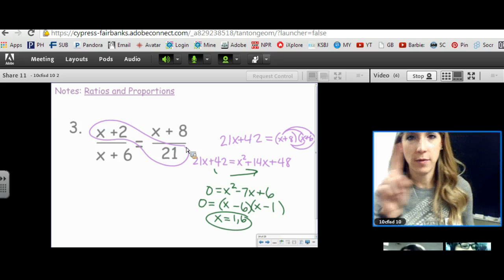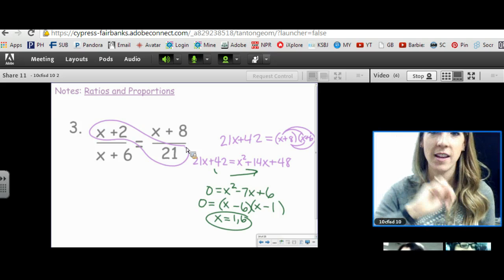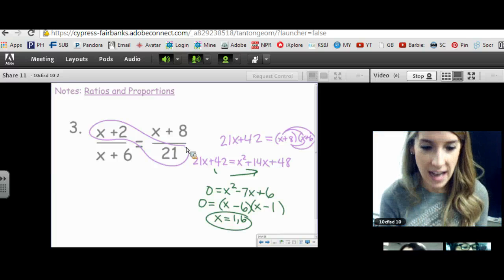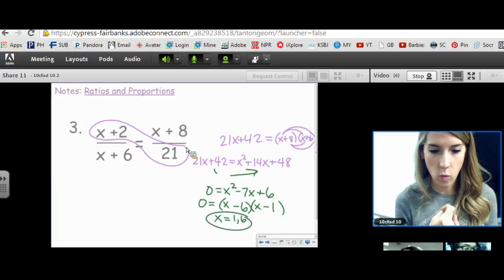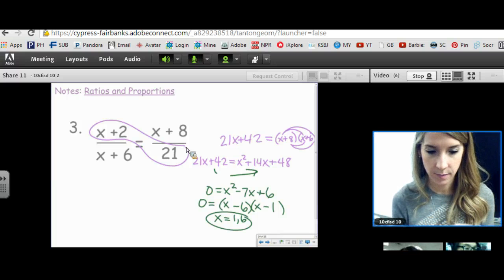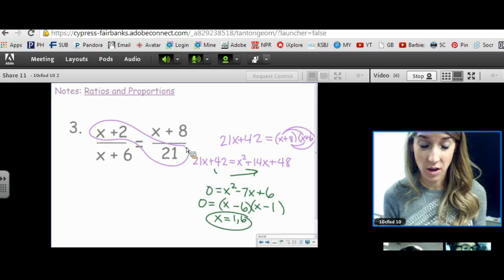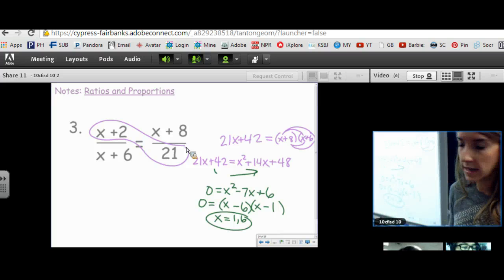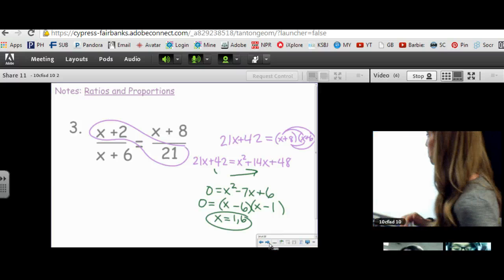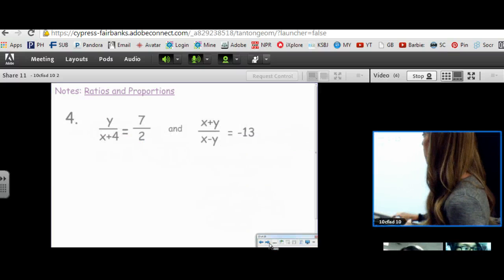So, yes, you had to FOIL. Yes, you got a quadratic. Yes, you had to factor. And yes, there are 2 answers. 2 answers, and they are 1 and 6. So go back and look at that again tonight if you had trouble with that one. There were a lot of steps to that one. That one was truly K-level. We're actually going to skip that one for today.